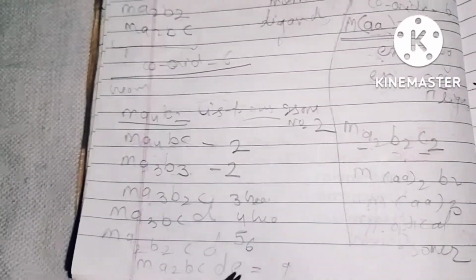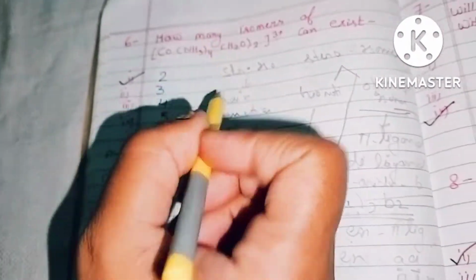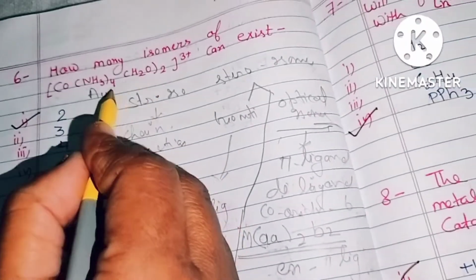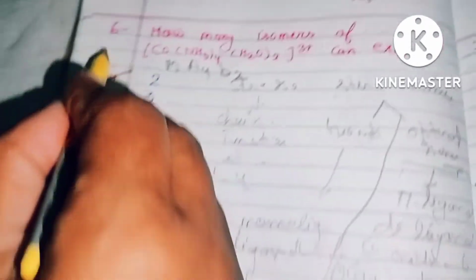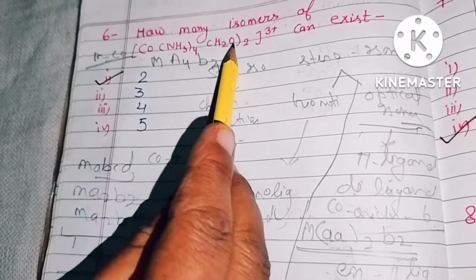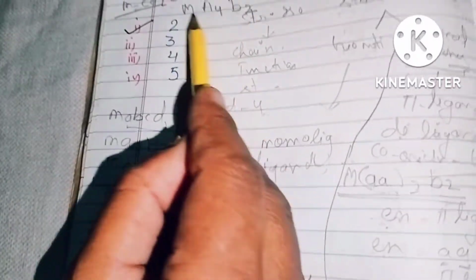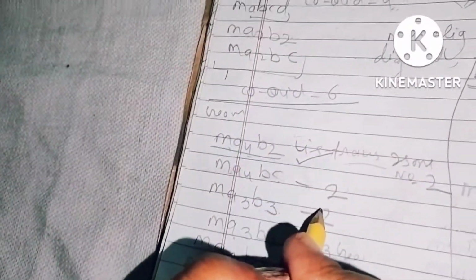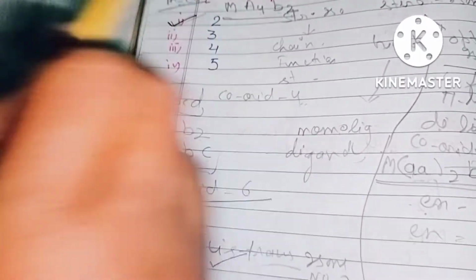Similarly, we show the example of Ma4B2, where M is metal, cobalt, ammonia is A, and water is B. In this condition, Ma4B2 forms cis and trans, two types of isomers. The right answer is two isomers can exist.